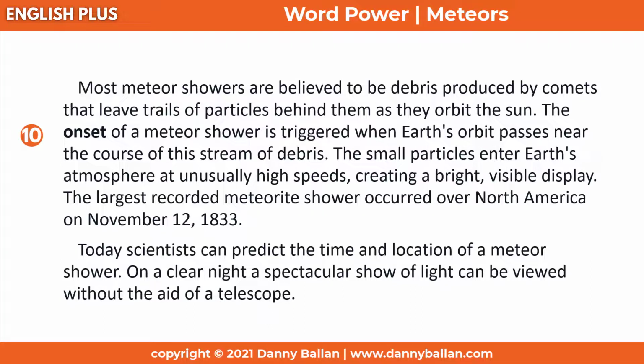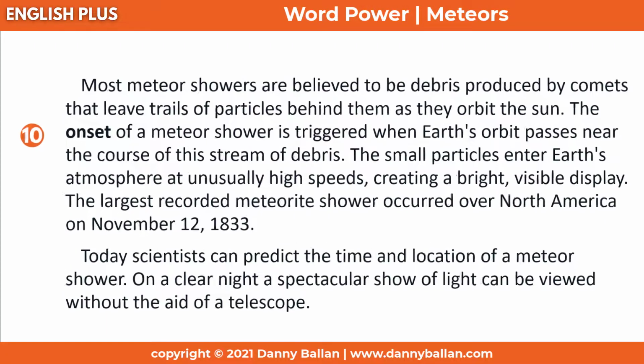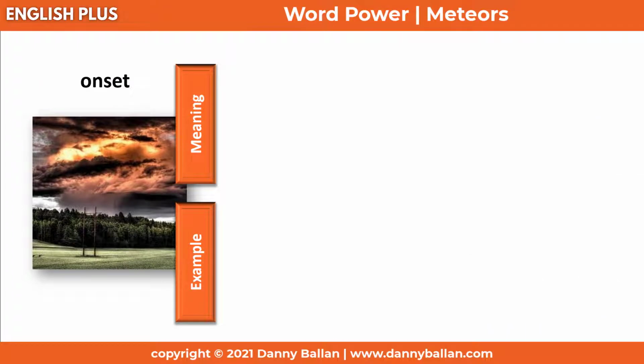It might be disastrous, of course. We know that not from movies, but we know that they have the power to destroy planet Earth as we know it. But thankfully, we've been lucky enough to avoid all these great meteor showers that might cause our extinction, for example. But let's not be dramatic about that and let's go back to onset. ONSET. What does it mean? The onset of a meteor shower is triggered when Earth's orbit passes near the course of the stream of debris.